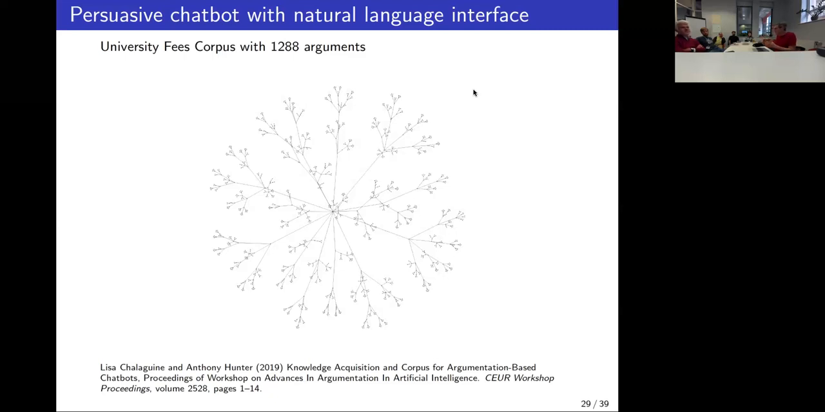If you want an argument graph for 10 arguments, it's quite quick. 100 is quite long. 1,000, I don't know. Whereas what she did was crowdsource it and got a very nice argument graph with over 1,200 arguments in it. And she used that for a chatbot.